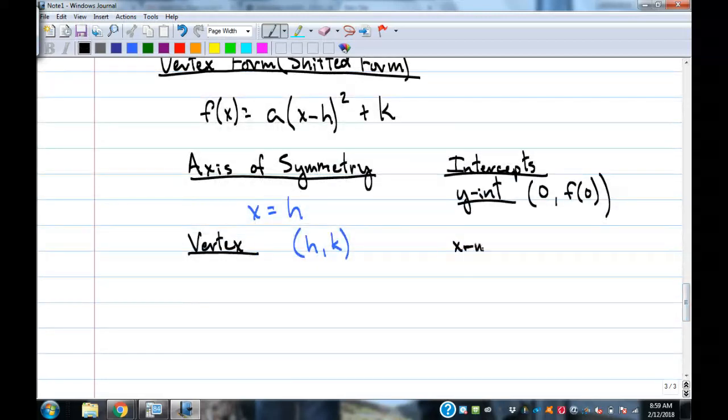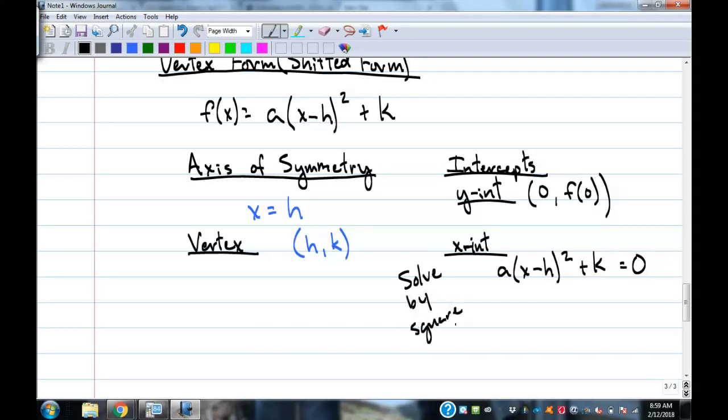X-intercepts, you set the thing equal to 0. And then my suggestion is solve by square roots. So move k over, divide by a, and then take the square root of both sides. And we'll do an example in just a second. I'll show you that. But that's my suggestion, is solve it by square roots. You could multiply it out and put it back in standard form and then use quadratic formula. But that seems like a lot of extra work to me. But it still gets you the same answer.